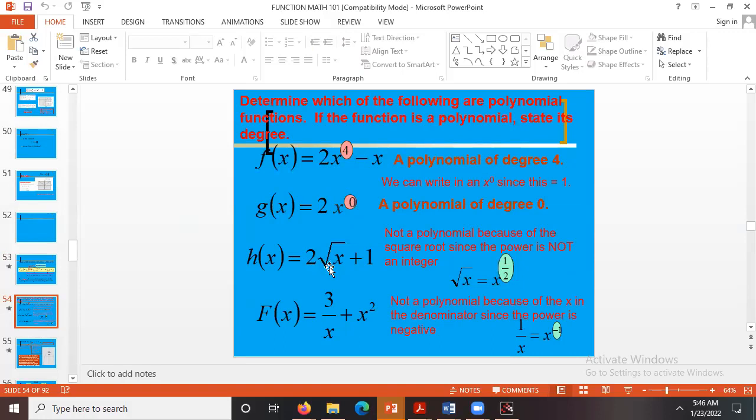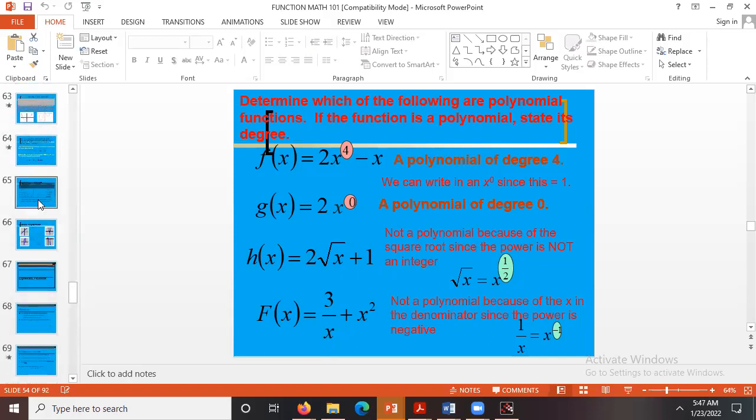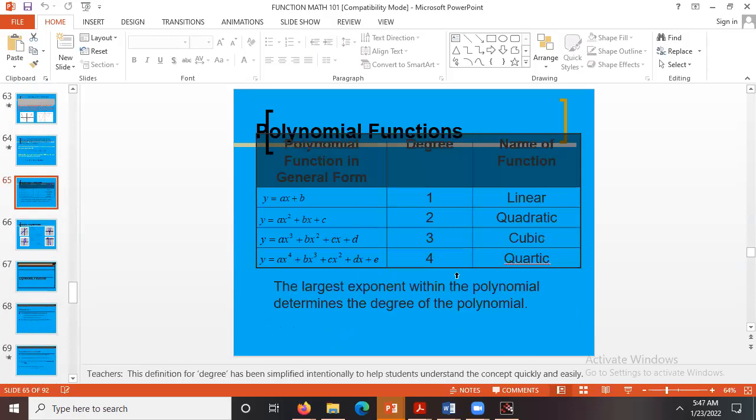2 times square root of x: the square root of x is the same as x raised to the power 1 over 2. Because the power is not an integer, it's 1 over 2, a rational number, this cannot be a polynomial. The same way, 3 over x is 3 times x raised to the power minus 1. This is also a negative integer power, so this also cannot be a polynomial function. Now, in summary, the highest power of x is the degree.